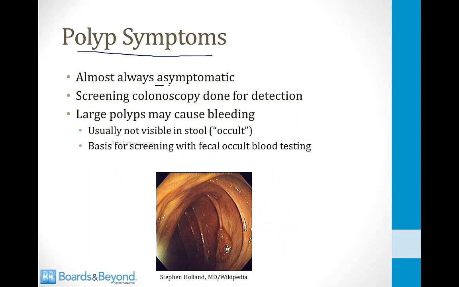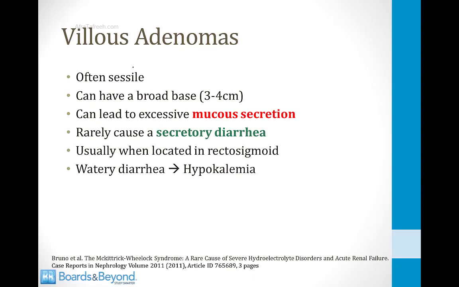Most polyps do not cause symptoms. They are almost always asymptomatic, and this is the basis for performing screening colonoscopy to try and detect polyps and remove them before they progress to colon cancer. Some larger polyps can bleed. It's usually a very small amount of blood that is not visible in the stool. It's called occult bleeding, and this is the basis for some colon cancer screening programs where the stool is tested for the presence of occult blood, and if occult blood is found, then the patient is referred for a colonoscopy. Some large villus adenomas can cause a diarrheal illness.